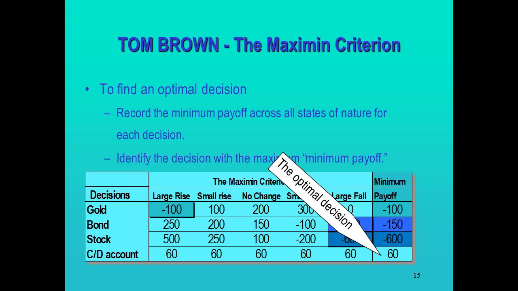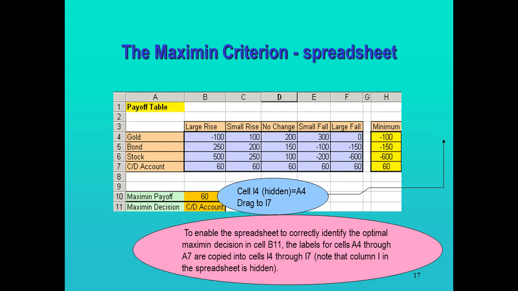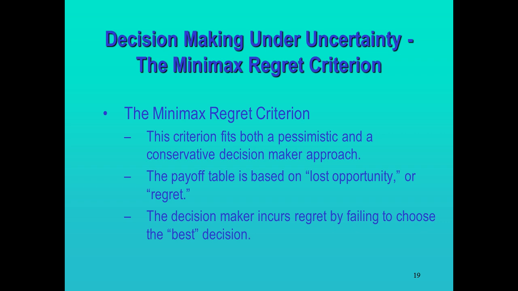Now the next one is my favorite one, because I think a lot of times in my life I've made decisions based on not wanting to regret something. It is based more on lost opportunity. We'll get to the spreadsheet at the end of this. It's more based on lost opportunity or regret than it is payoffs.